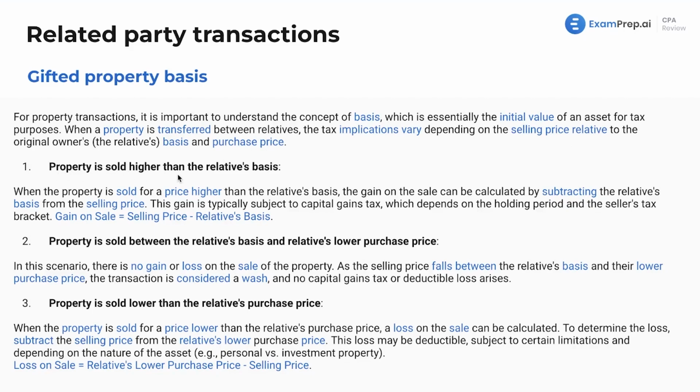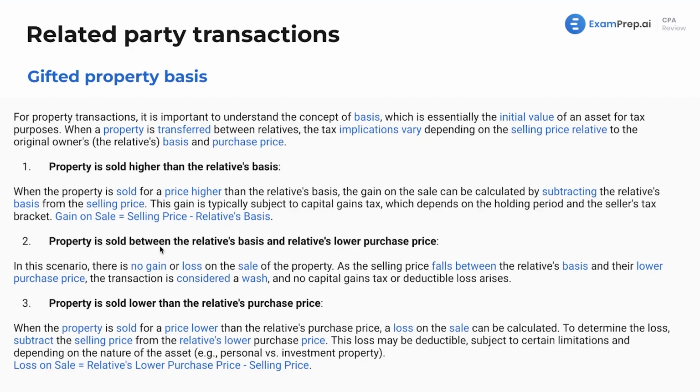When property is sold higher than the relative's basis, again, kind of a recap, we will see this with gift tax again. When the property is sold for a price higher than the relative's basis, the gain on the sale can be calculated by subtracting the relative's basis from the selling price. This gain is typically subject to capital gains tax, which depends on the holding period and the seller's tax bracket. How do we calculate that? Gain on sale equals selling price minus relative's basis. Nothing too shocking, nothing too groundbreaking there.